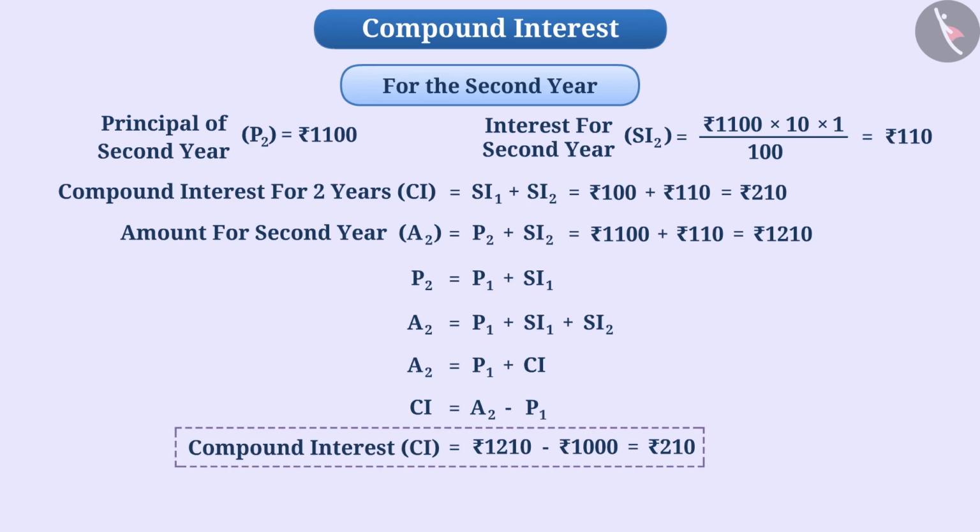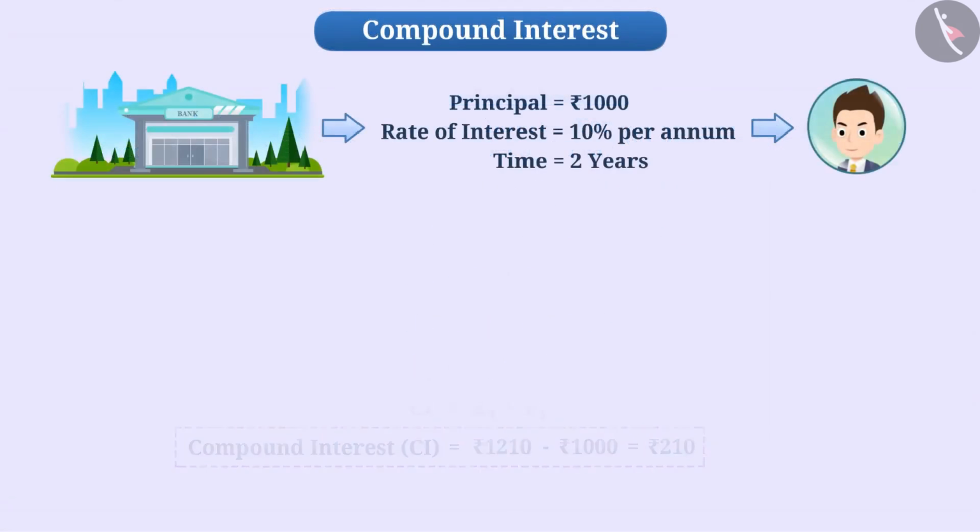In this way, we can calculate compound interest in different ways. To calculate compound interest, we use the formula A is equal to P multiplied by (1 plus R by 100) bracket raised to the power n.